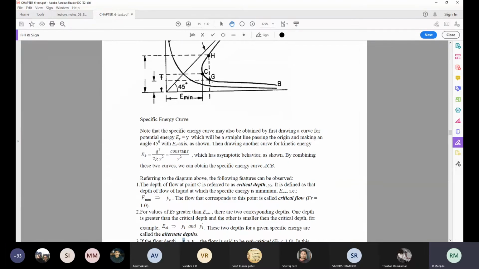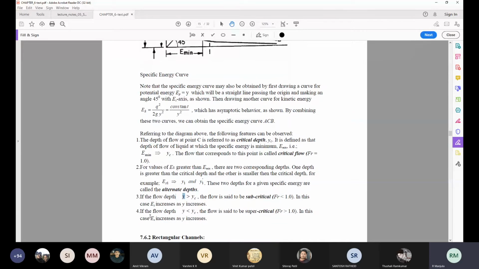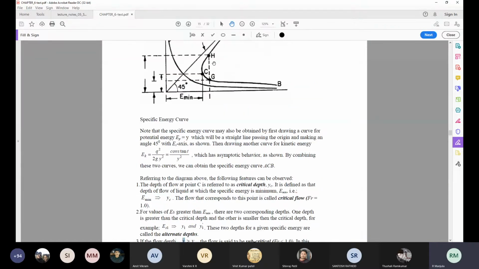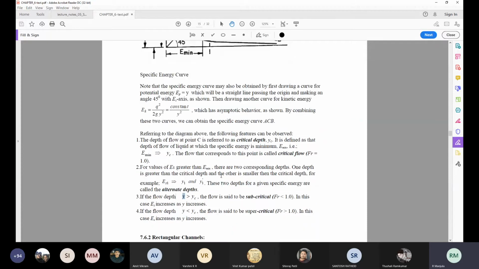If you are considering the point G, this ordinate, suppose I am taking Y1, this Y1 is lesser than your critical depth YC. Then this is called supercritical flow. So if the flow depth Y is less than YC, it is said to be supercritical, and one more condition is the Froude number is greater than 1. In this case ES increases as Y increases.